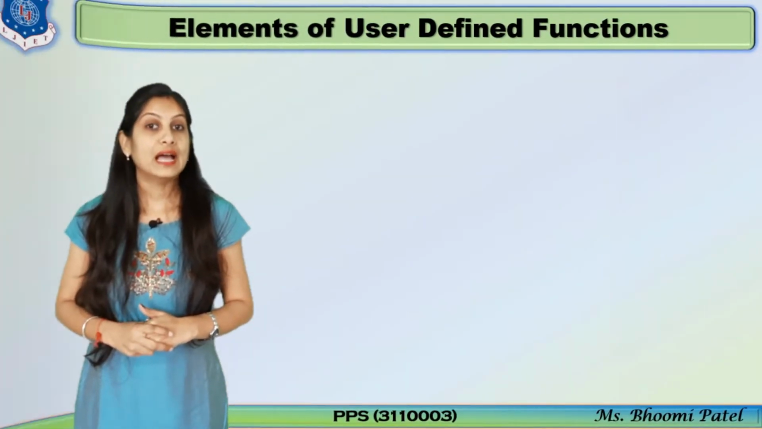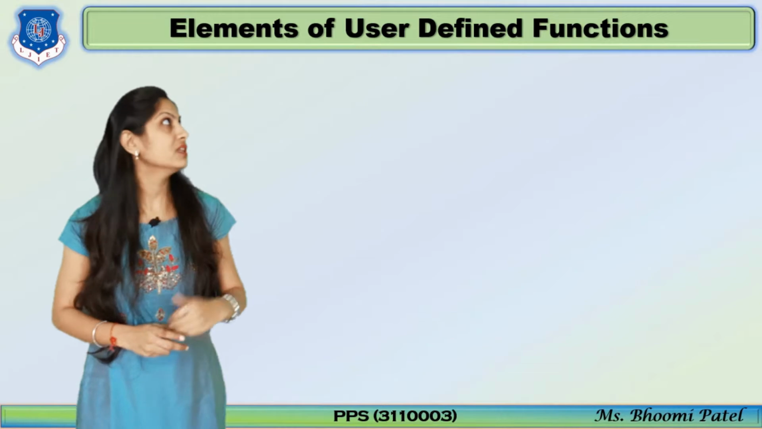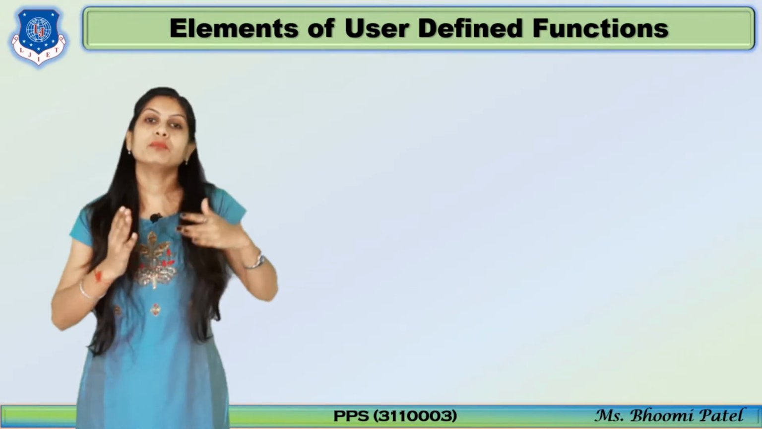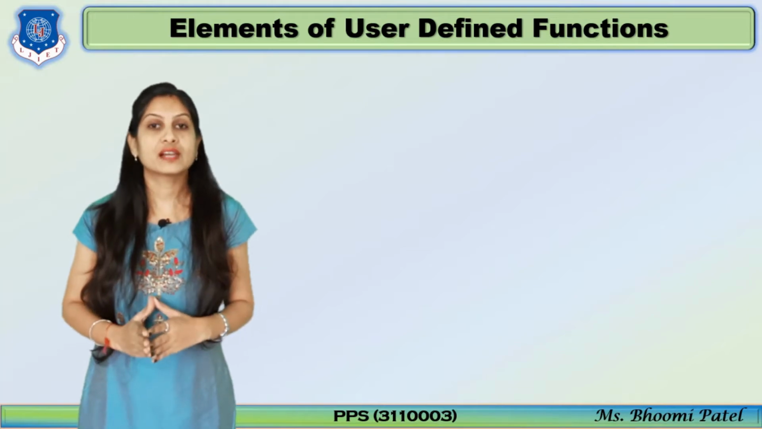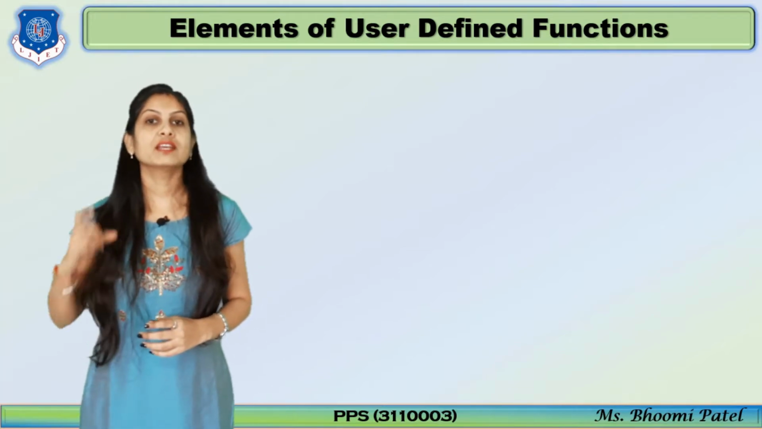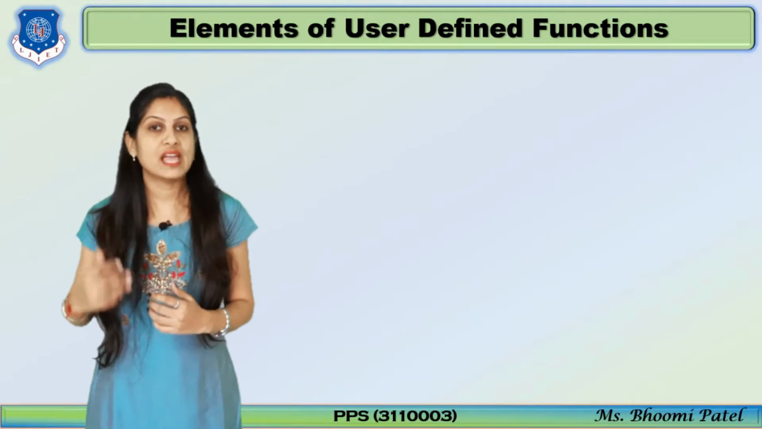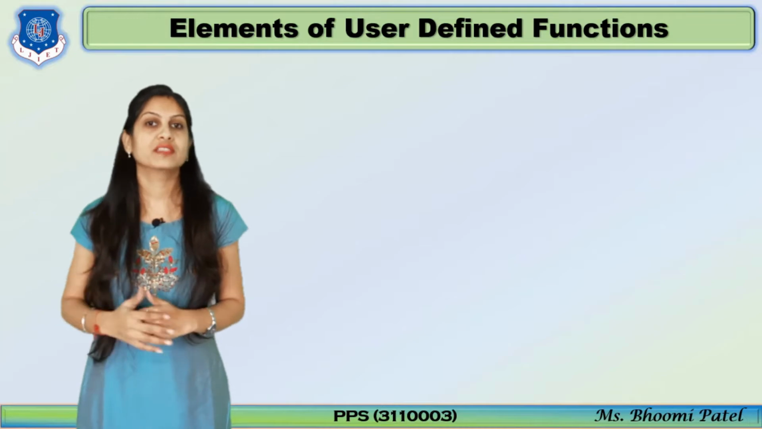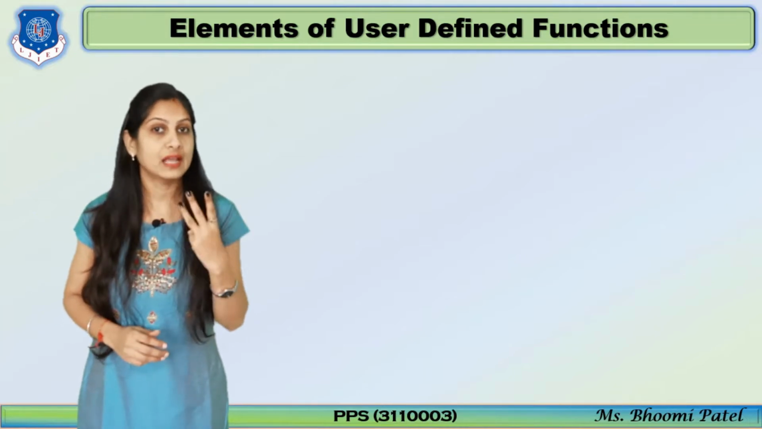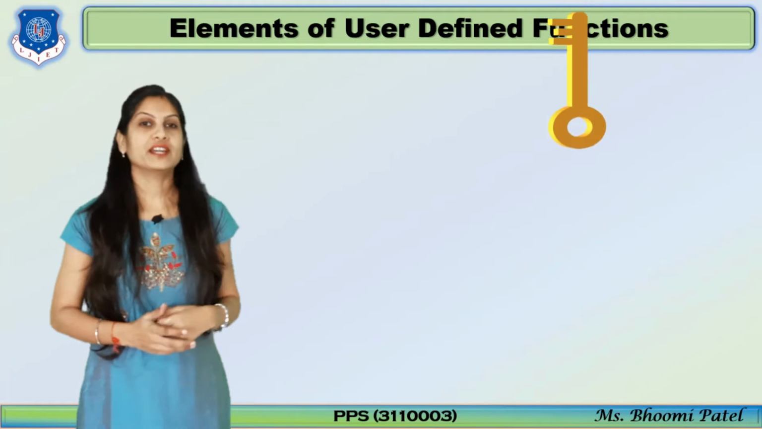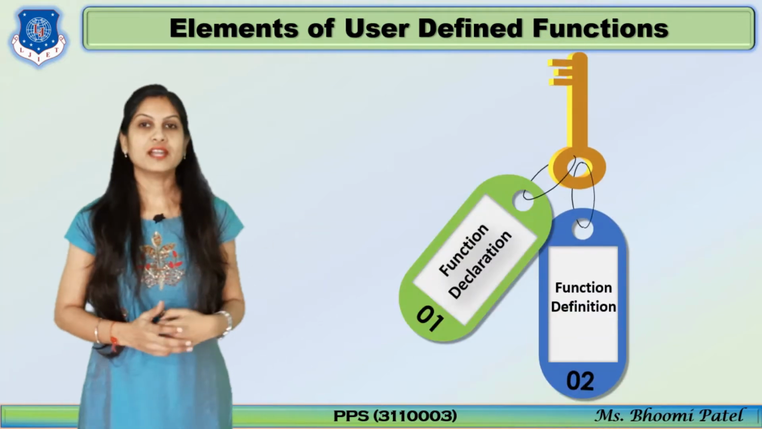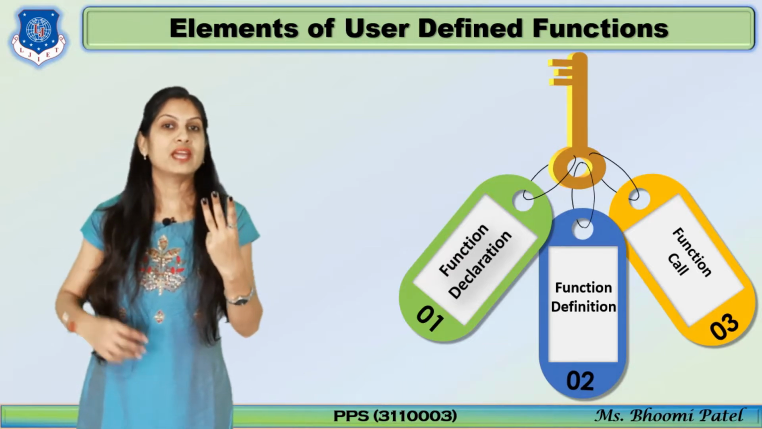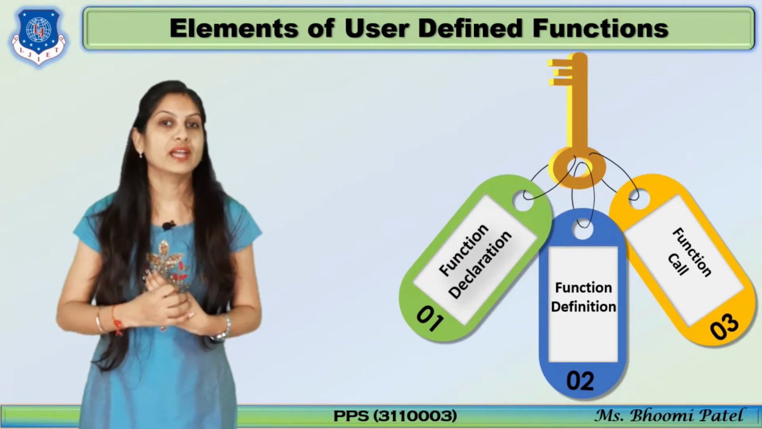Now move to the elements of a user defined function and why we require it. If you remember, in our previous practical session we were writing all the logic in a void main function, but now when the user creates its own function, we need three different elements. The first is function declaration, second is function definition, and third is function call. Using these three elements we can create a user defined function.